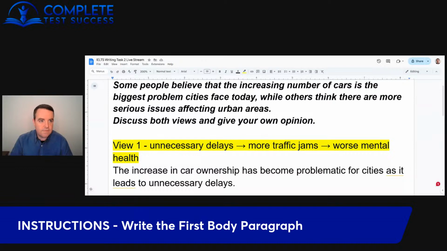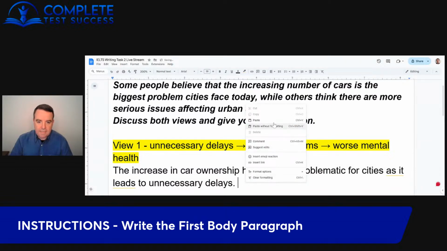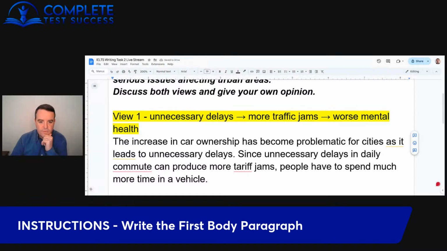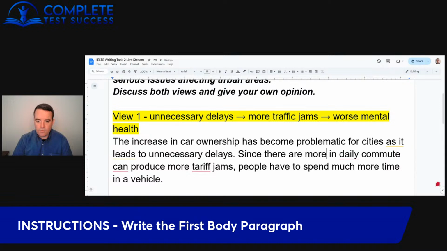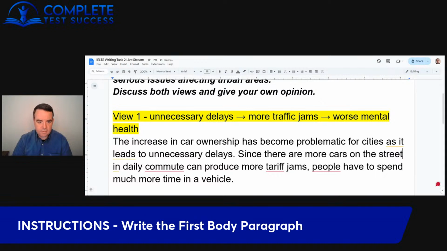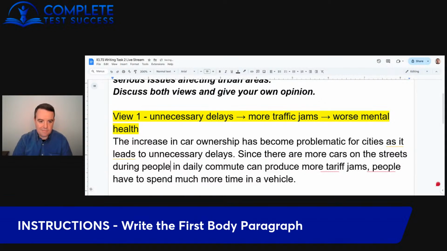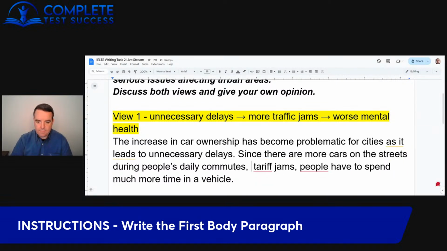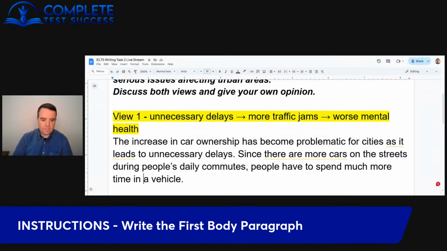Okay, let's take that first sentence. Now, you've moved in your development, you're talking about unnecessary delays can produce more traffic jams, but it's not that the delays are causing traffic jams. It's that the traffic jams are causing delays. So it would be: since there are more cars on the streets during people's daily commutes, people have to spend much more time in a vehicle, or much more time, let's say, on the road.